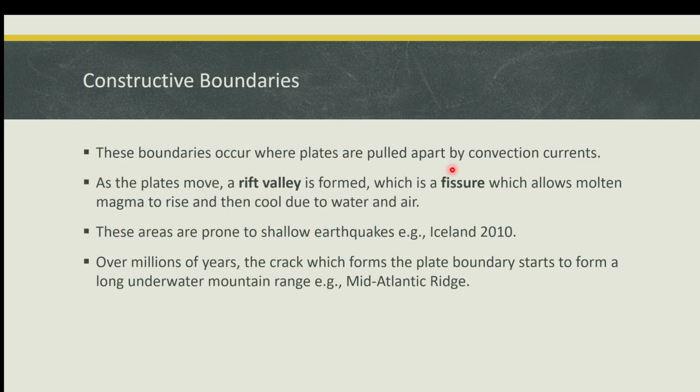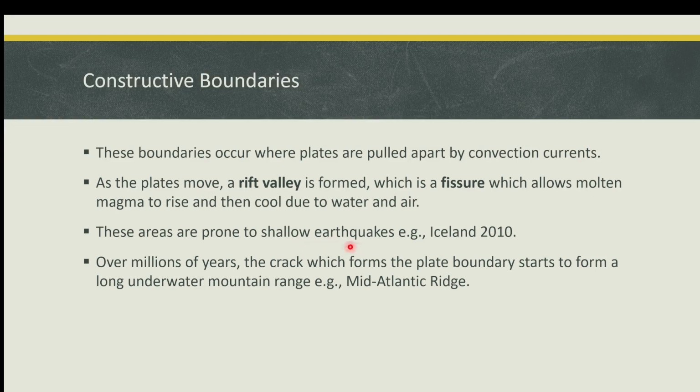These boundaries occur where plates are being pulled apart by convection currents. As the plates move, a rift valley is formed, which is a fissure, just an opening in the ground, which allows molten magma to rise and then cool due to water or air. The Great African Rift Valley is one example, although we will get onto that when we actually talk about folding.